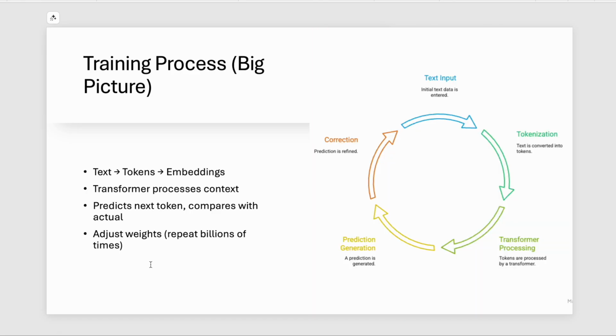Next, the training process. The training loop works like this: text is turned into tokens, then tokens into numbers, and numbers flow through the transformer. What is this transformer? The brain of the model. The model makes a guess for the next word. If it's wrong, it gets a little nudge to correct itself. Think of it like practicing piano. Every wrong note helps you improve. The model does this billions of times until it's very accurate.